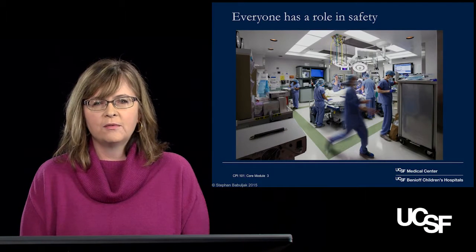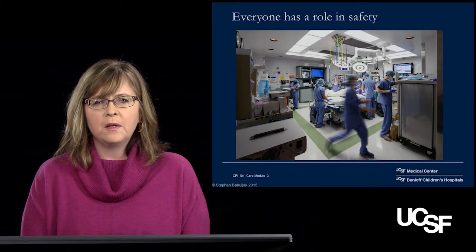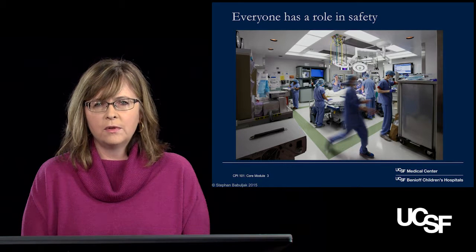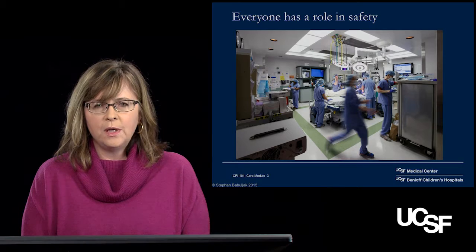The really important thing to remember is that everyone has a role in patient safety. Everyone from the admitting clerk to the respiratory therapist, laboratory personnel, nurses, physicians, surgeons, you name it. We all have an important role to play, and the next thing we're going to talk about is strategies that we can use together as a team to keep patients safe.